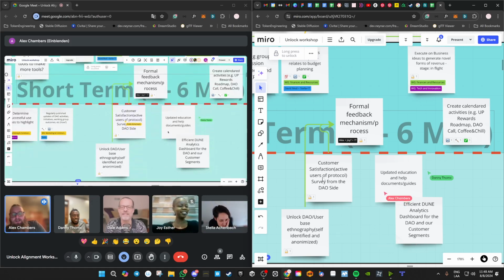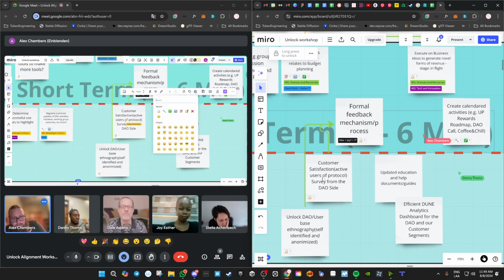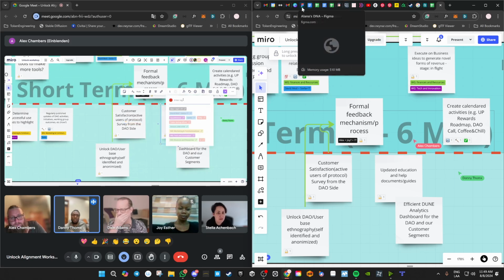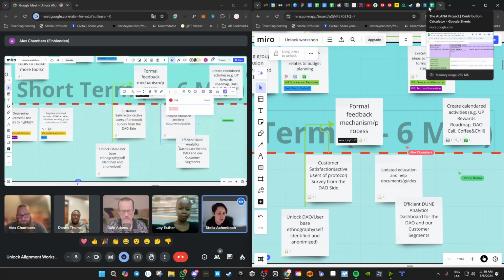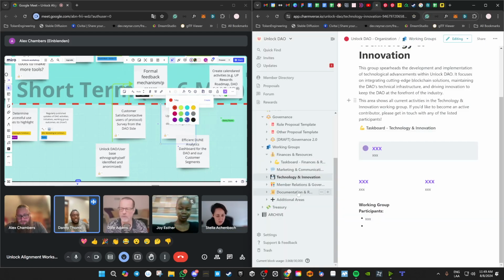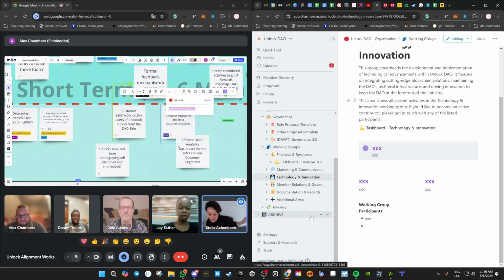Okay, so updated education and help documents or guides. Would that be technology innovation as the group? No, that's actually Toby, and that would be... what's the group though? Yeah, but you're right, it's also connected to you. Yes, but I'm not trying to gobble up anything. Maybe it should be in documentation, like documentation should be a group, because that is a whole thing. Documentation and records is his whole own thing, and Toby is the responsible entity for it. But he needs to obviously communicate with you, right? And with the rest of the DAO.